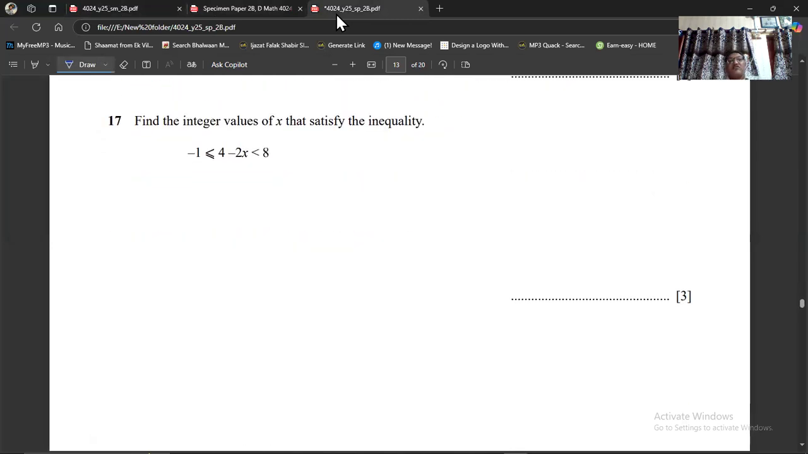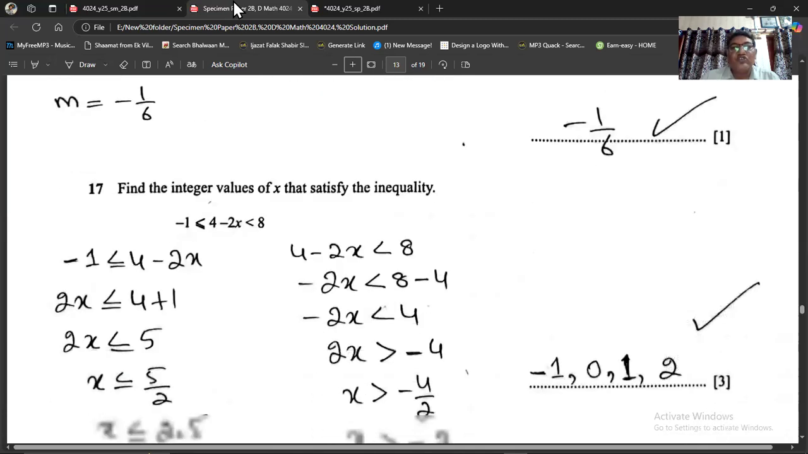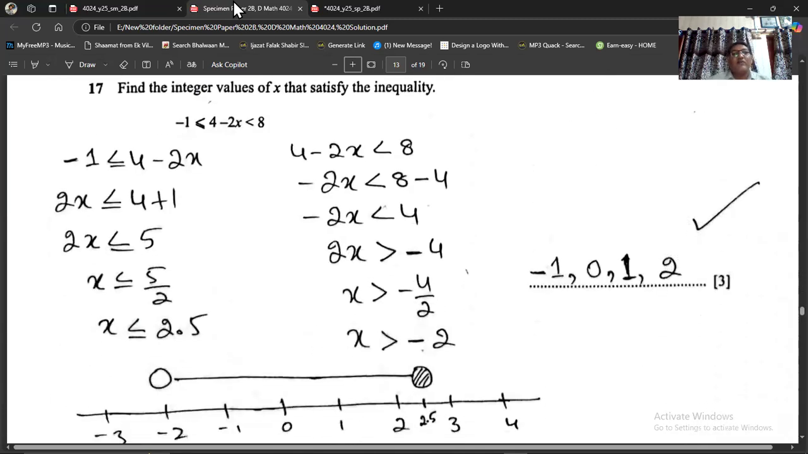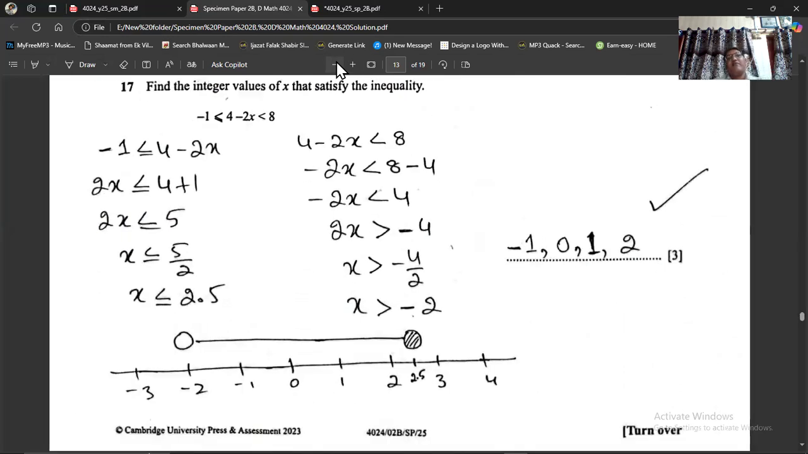It says find the integer values of x that satisfy the inequality. First of all, I will solve this portion, then I will solve the other portion, and then I will represent my solution on a number line. Once I represent it on the number line, I will be able to tell the integers in that solution. So I take this portion: minus 1 is less than or equal to 4 minus 2x. So 2x is less than or equal to 4 plus 1, so 2x is less than or equal to 5. x is less than or equal to 5 by 2, so x is less than or equal to 2.5.